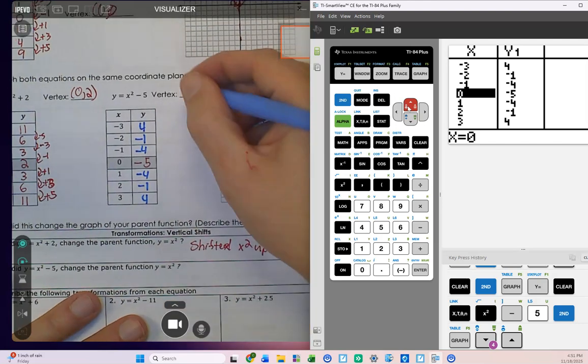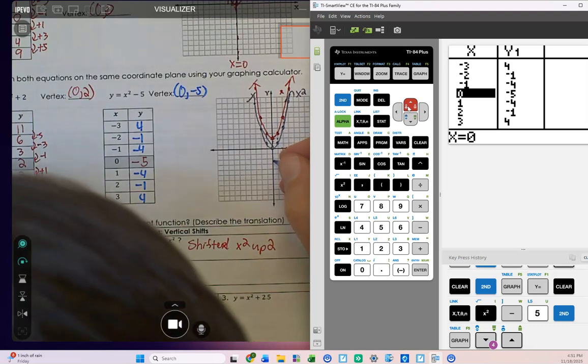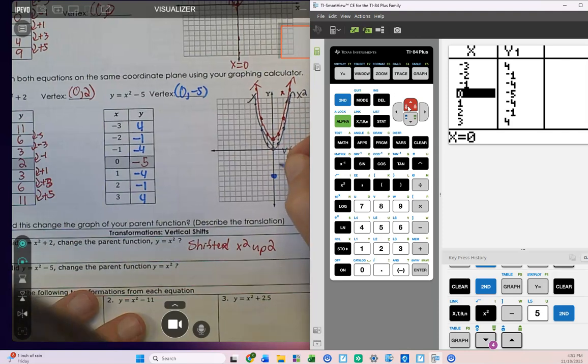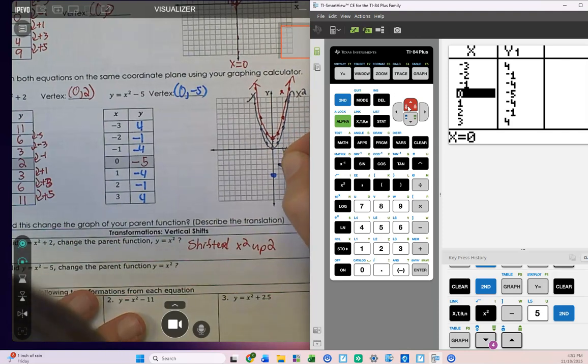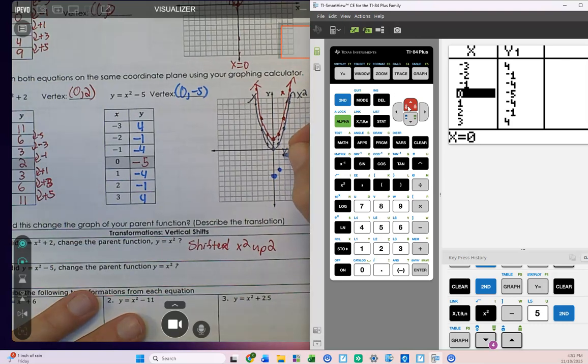So the vertex is (0, -5). So that's where I'll start. Okay, graph (1, -4). Right 1, down 4. So it did 1 squared minus 5, which is -4. 2 squared minus 5 is 4 minus 5. So that's (2, -1). (3, 4). So it did 9 minus 5.